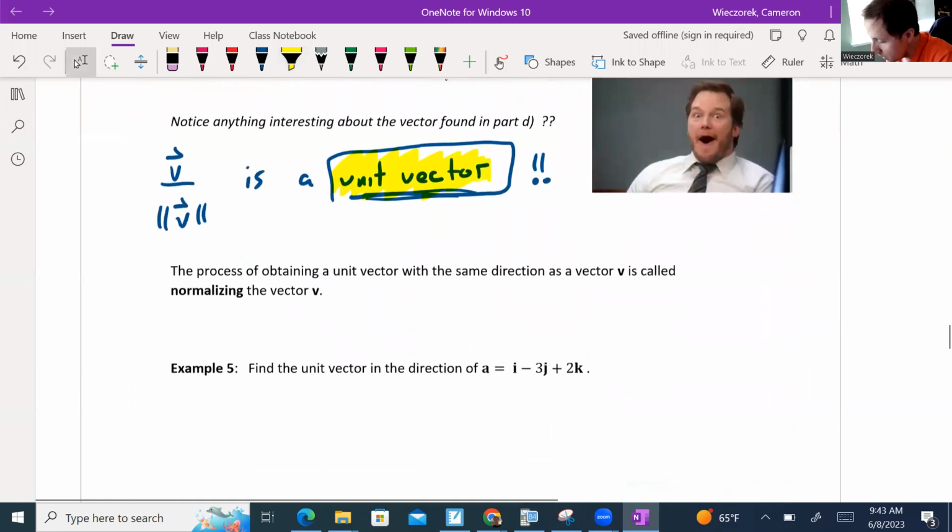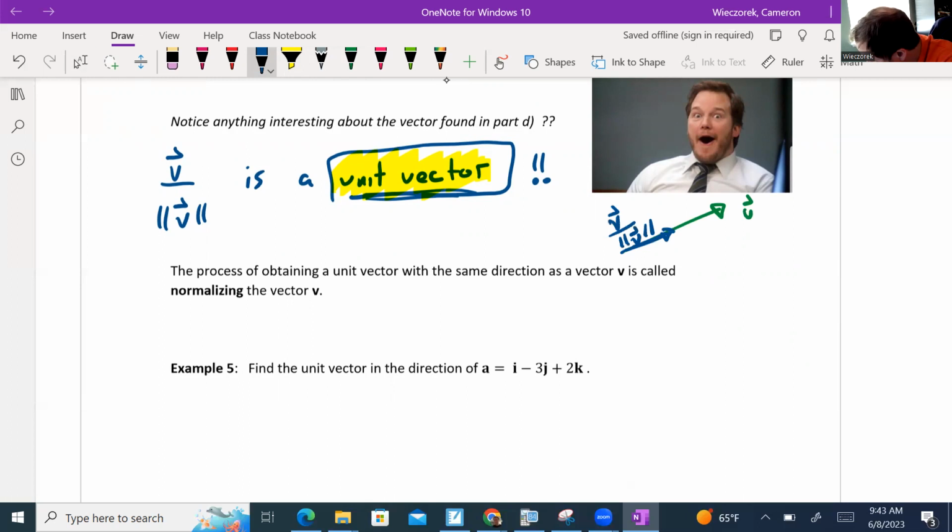So the process of obtaining a unit vector with the same direction as v, and that's important, as I didn't change the direction, right? Here was v. All I did is scale it down in size, and this would be v over the magnitude of v. The blue one would have a length of 1. The full one doesn't necessarily have to have a length of 1. But this process is what's called normalizing the vector. It's the process of creating a unit vector with the same direction as the original vector. And so that's a skill that you need to be able to do.